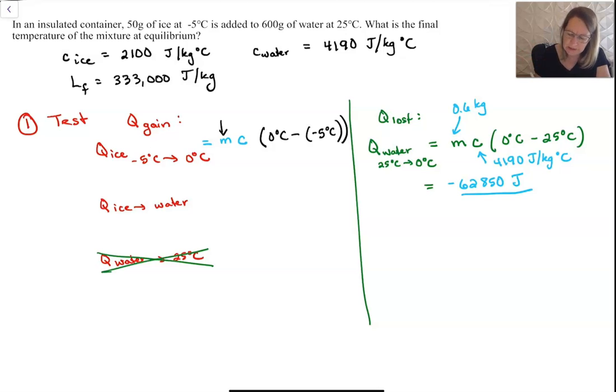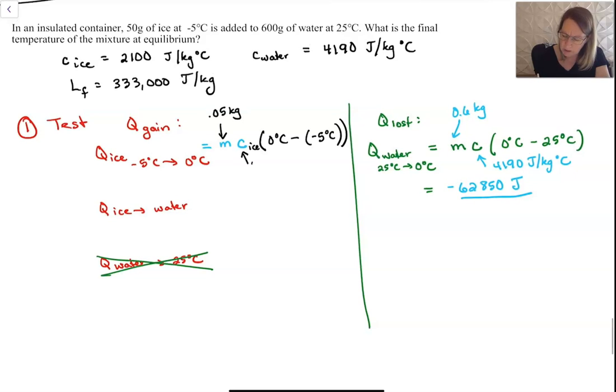The mass of the ice is 0.05 kilograms. And the specific heat, notice we have to use that of ice because right now it's ice, is 2100 joules per kilogram degree C. When I calculate that, putting all of these numbers in my calculator, Q for the ice up to 0 degrees C is 525 joules. So that's this one.